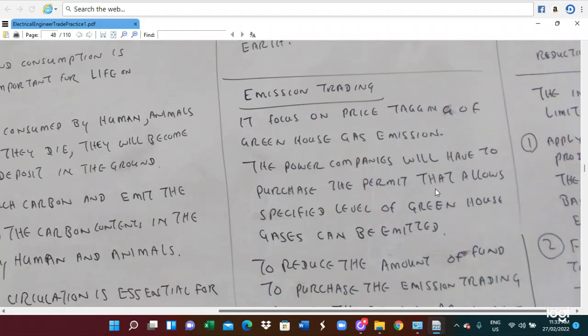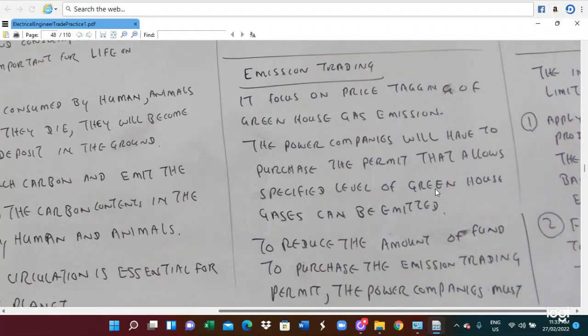So this is why we have to utilize emission trading. Emission trading is the price of carbon. Whatever greenhouse gas you are producing, you must pay a tax to the government. This means that all industries realize that they have to pay money to the government for producing greenhouse gas, so they will try to reduce the production of greenhouse gas. So this is the emission trading scheme.